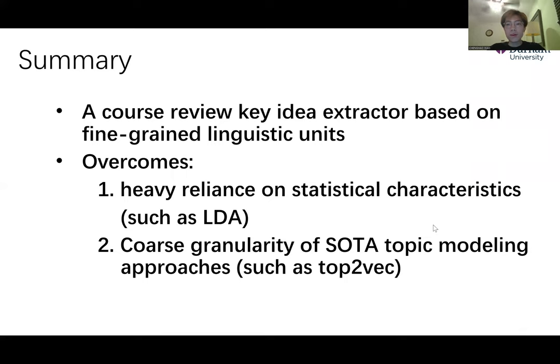At a high level, this work presents a framework and pipeline of a course review key idea extractor based on fine-grained linguistic units. It overcomes the heavy reliance on statistical characteristics, which traditional topic modeling methods like LDA are strongly based on. And it overcomes the coarse granularity of other state-of-the-art topic modeling approaches such as Top2Vec.